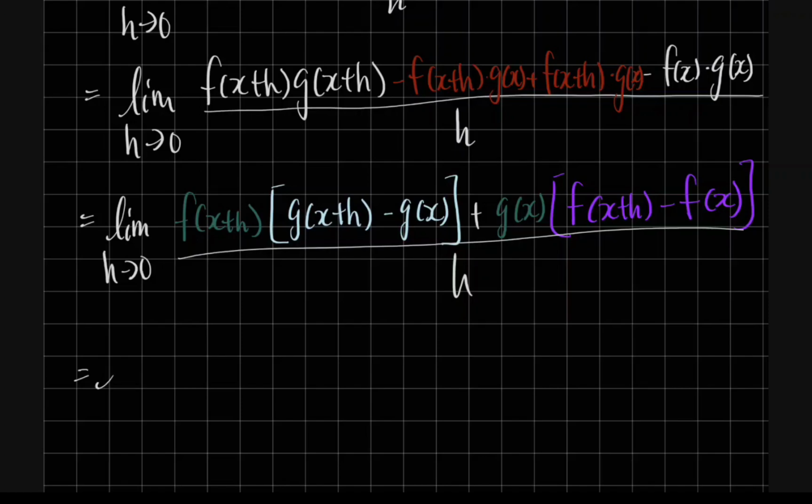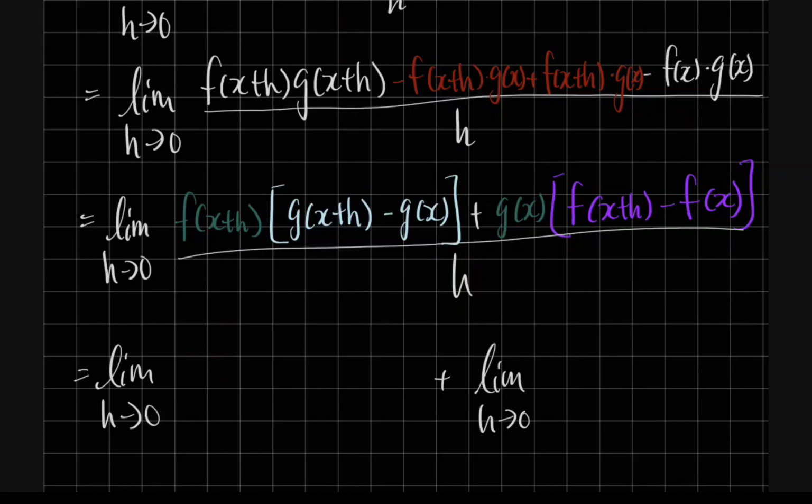So the limit as h approaches 0 plus the limit as h approaches 0. The limit rule implies that I can split this into two limits if they share the same denominator. So I take back the same thing right here.